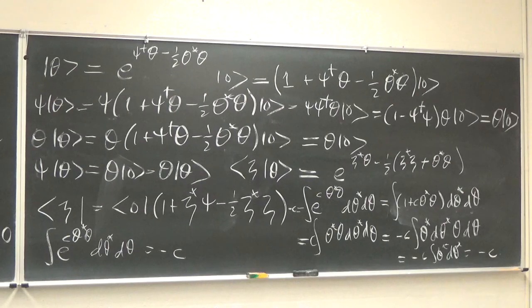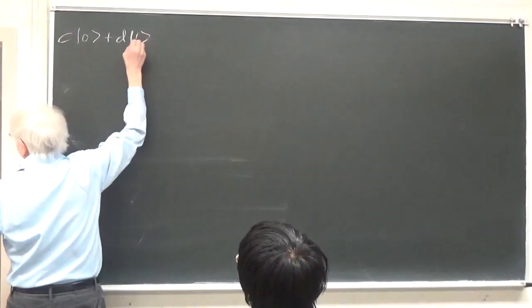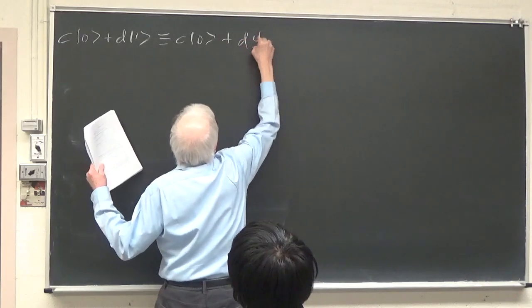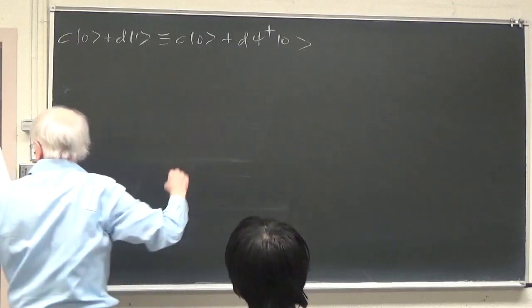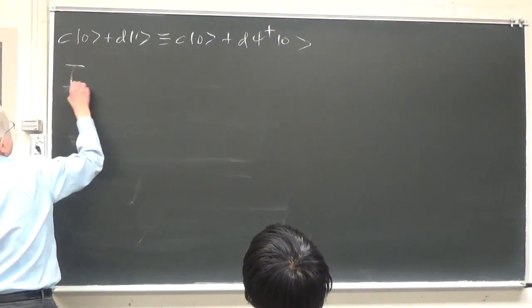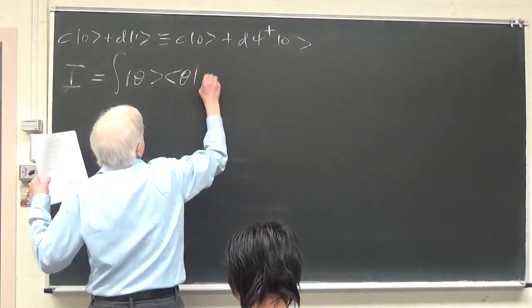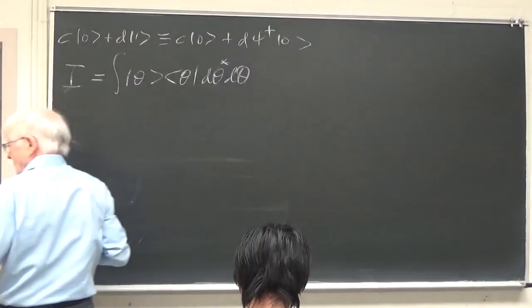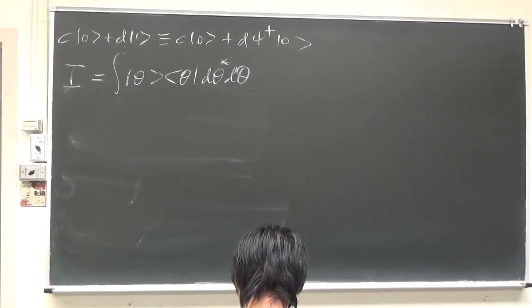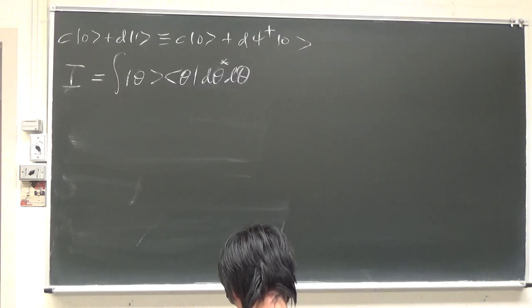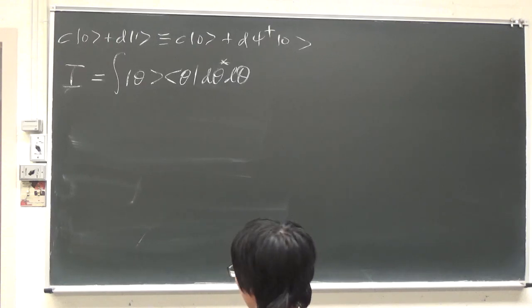So the next thing is to form the identity operator for a space of states. The general space of states is C|0⟩ plus D|1⟩, and we can think of this as C on the vacuum state plus D ψ† on the vacuum state. It turns out that the identity operator is, once again, very much like a coherent state relation. It's ∫dθ* dθ, the outer product of a Grassmann coherent state with itself integrated over all complex Grassmann space.